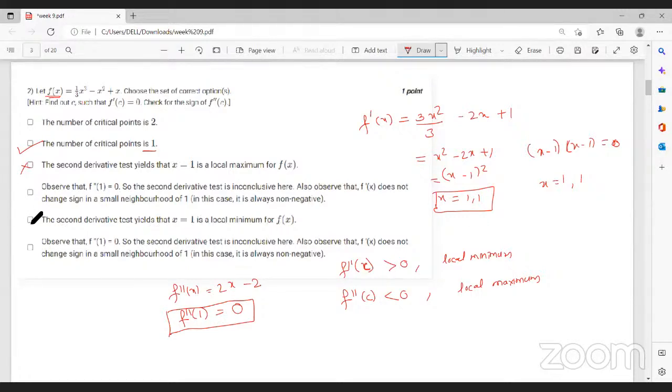This is also not correct, right? Yes, sir. So observe that f double dash of 1 equals 0. So the second derivative test is inconclusive here. Also observe that f dash of x.